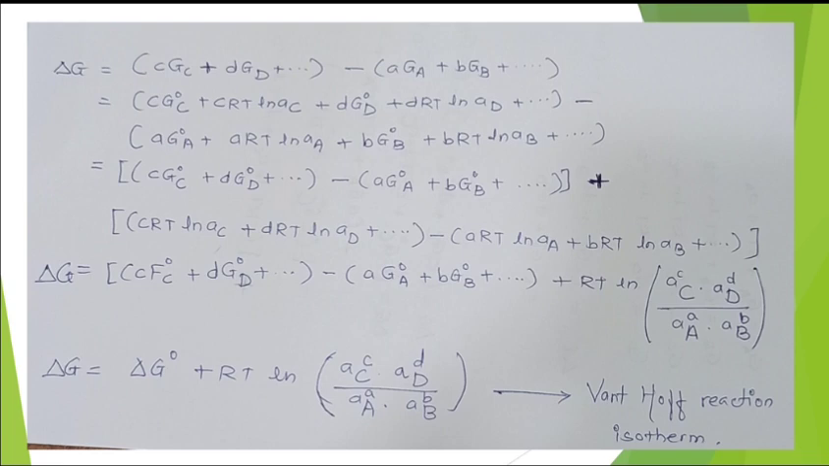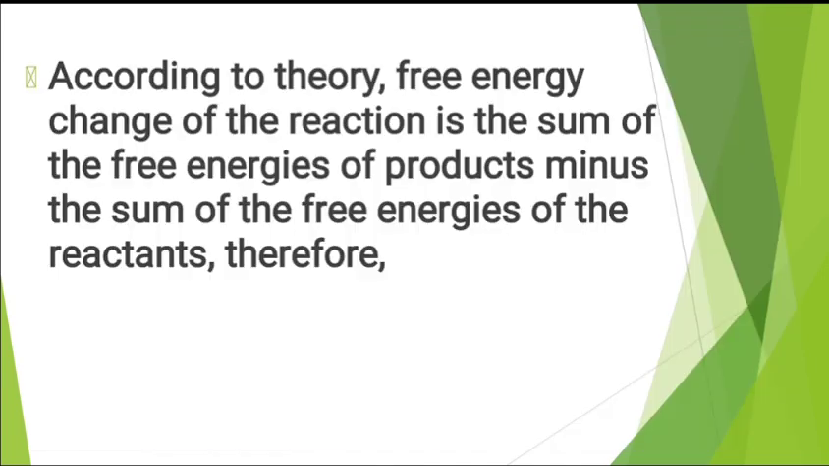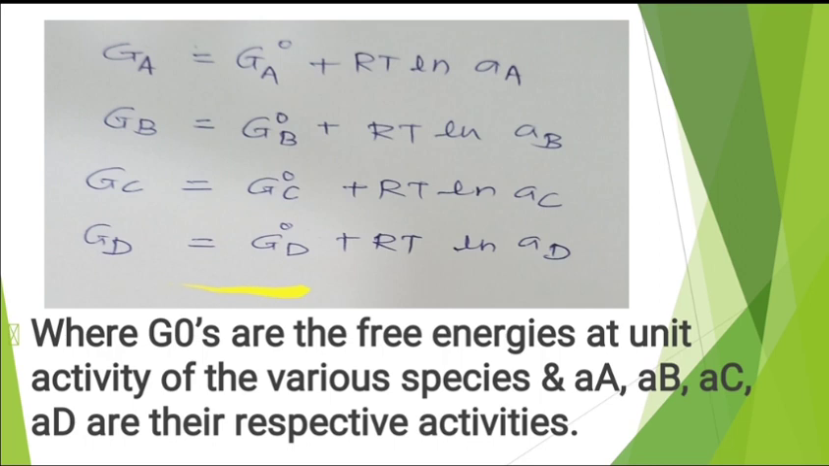c into G standard C plus cRT ln of a_C, because in this first equation, c G_C is there and we have only the G_C value. So multiply each term of G_C by c. Next you can put the value of G_D here and multiply d to this. So the G_D value is G_D equal to G standard D plus RT ln of a_D.